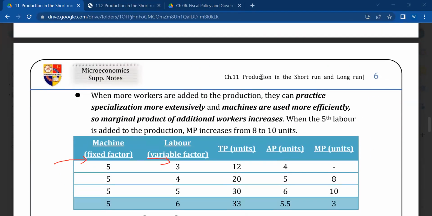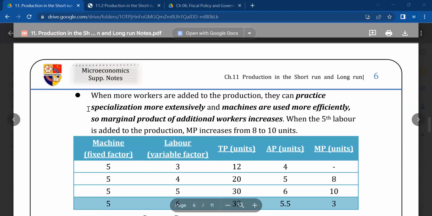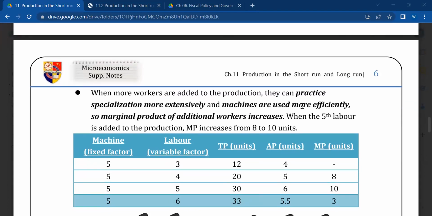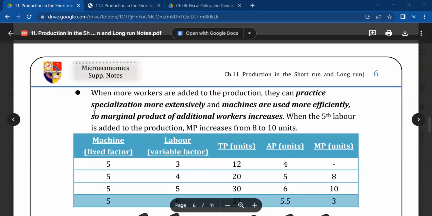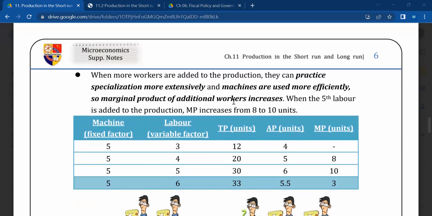When more workers are added to the production, because they can practice specialization more extensively, and machines are used more efficiently, so the marginal product of additional workers increases.